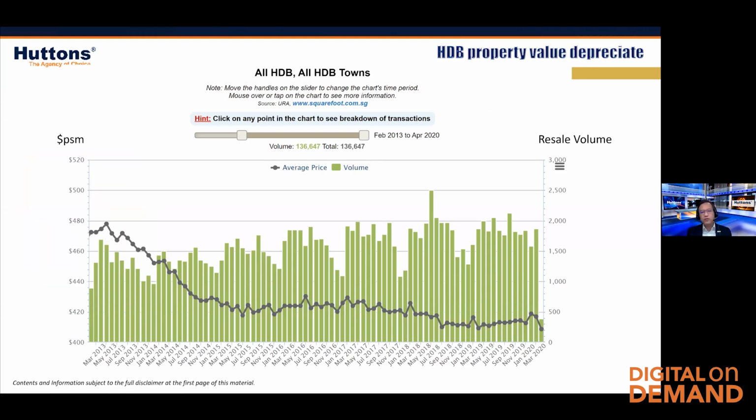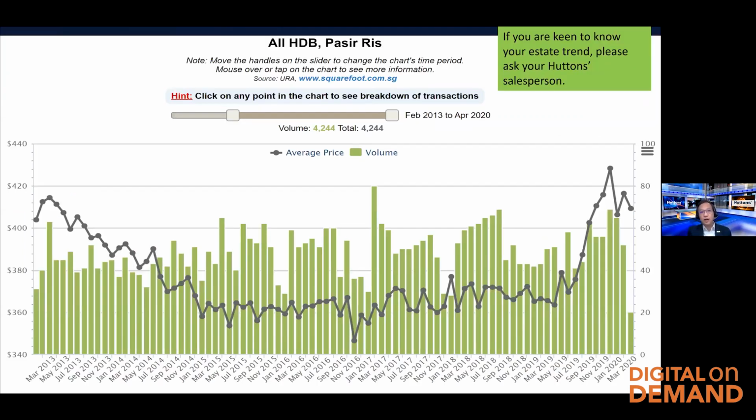From here, you can see for yourself that this is a 7 year property cycle, okay, back to 2013. Now, as a whole, if you look at the entire district of Singapore and all the various different HDB, you will see that generally the price is actually dipping on a downward trend. Okay, but you say that, Darryl, this is very general. So do you have a specific town? Okay, so I go and dig into a specific town and take a look.